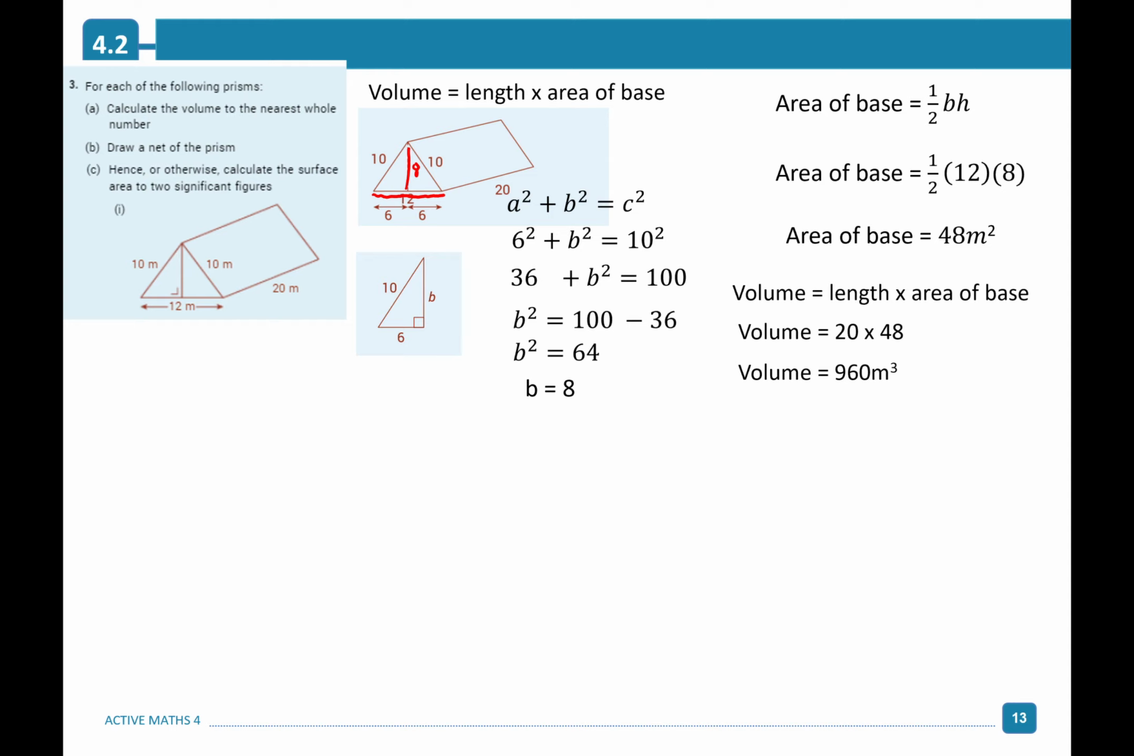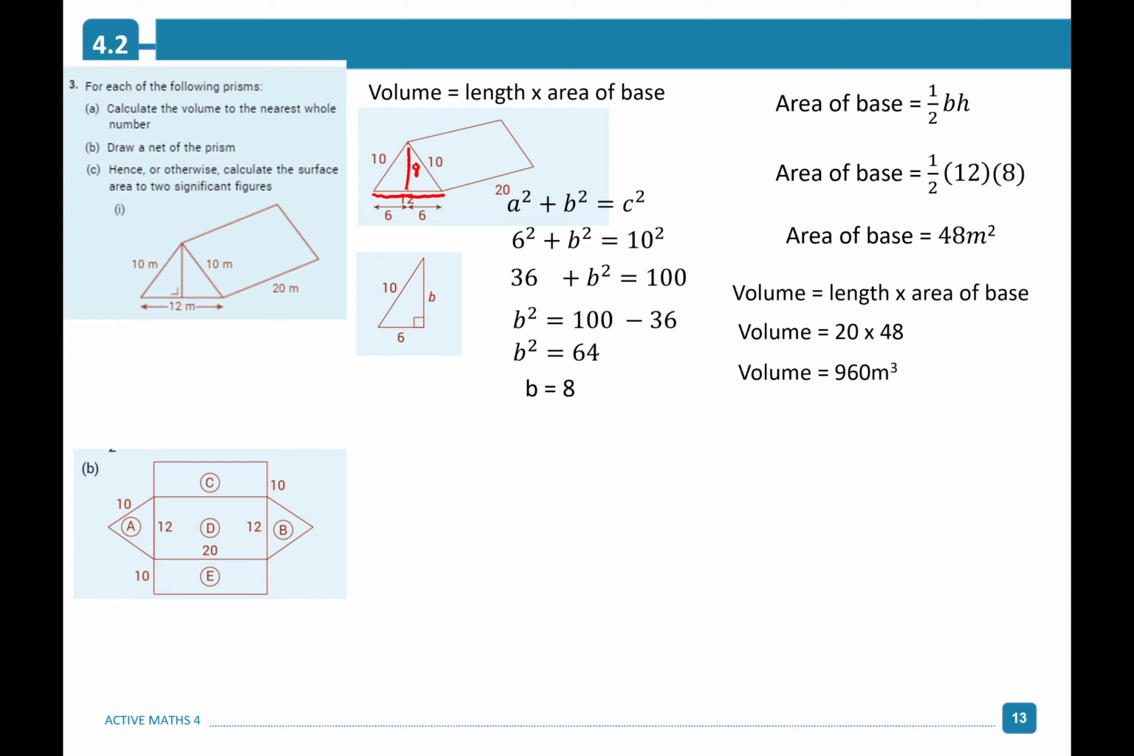Okay, in part B, we're asked to draw the net of a prism. So to draw the net, we just have to unfold the shape and draw it out in 2D. So this is the shape that we would get. Okay, so we can see that we have the two triangles A and B, our base D, and then our sides C and E.